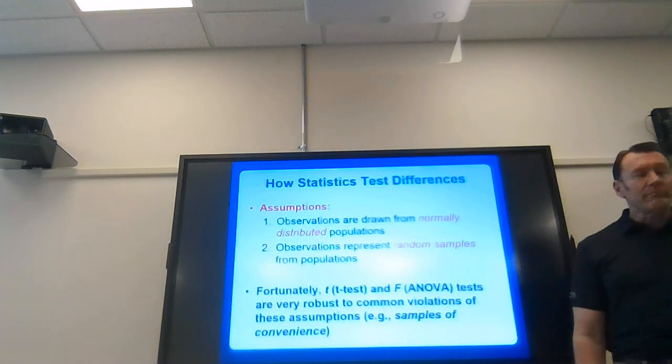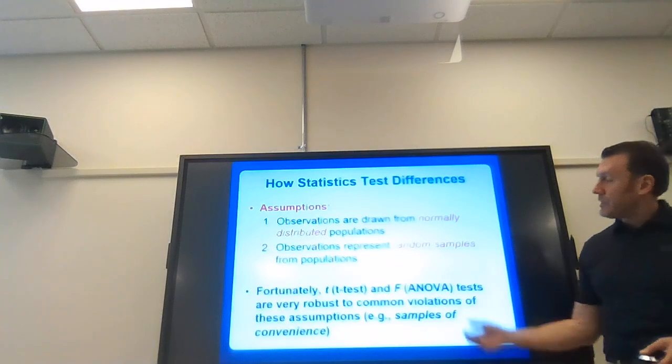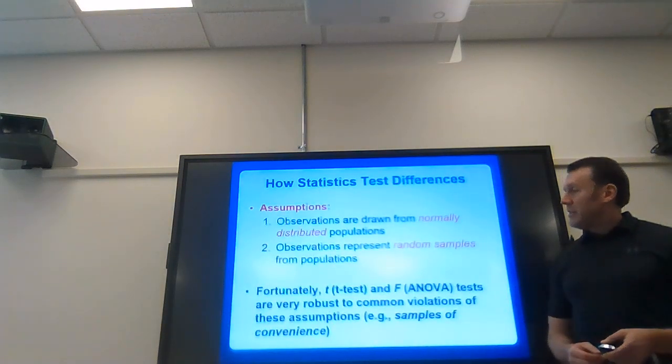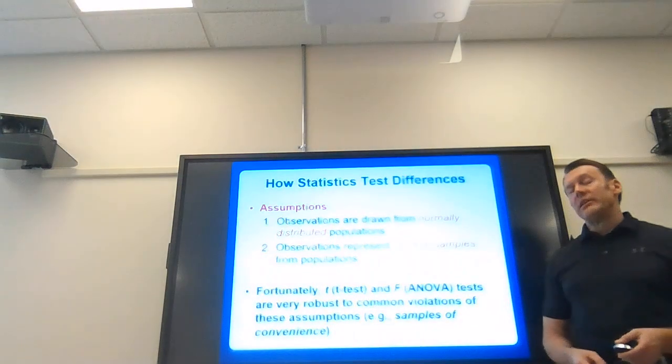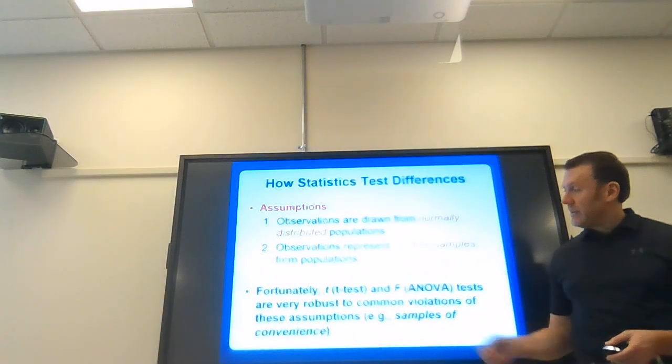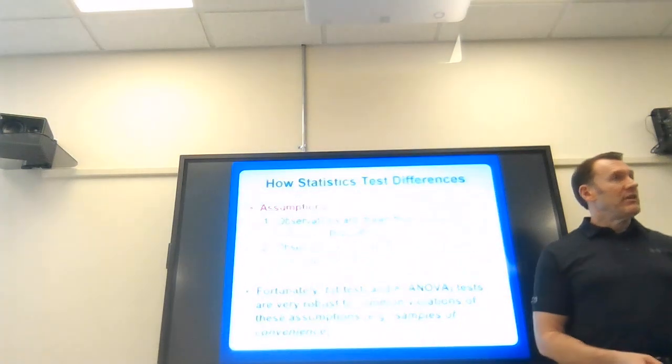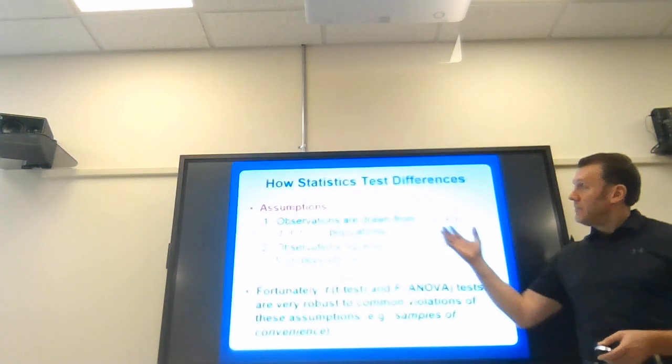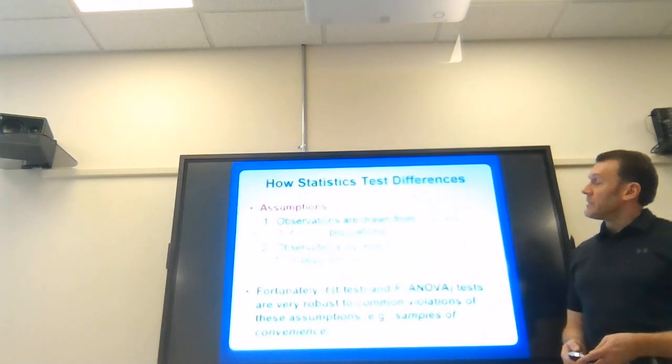So the upside of this whole thing is, fortunately, the t-test and f-tests are very robust to common violations. So that's where we get our samples of convenience. They're robust to potential violations of these assumptions.